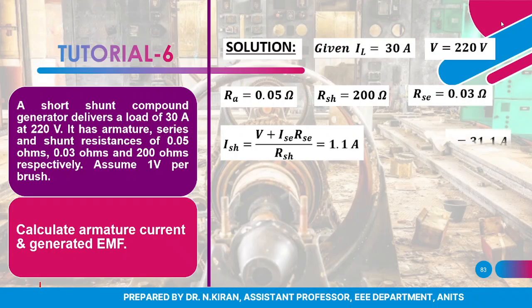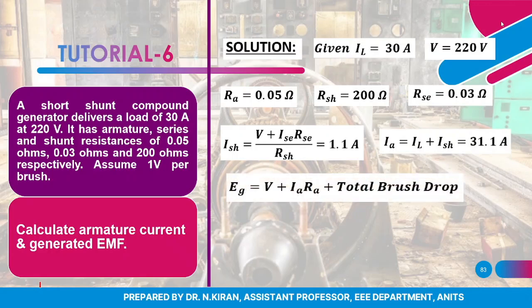Next, calculating armature current, it is nothing but IL plus ISH. Upon adding these two values, it will give me around 31.1 amps. We also need to find generated EMF. So total brush drop is 2. Just substituting all the values, that will give me EG value to be around 224.45 volts.